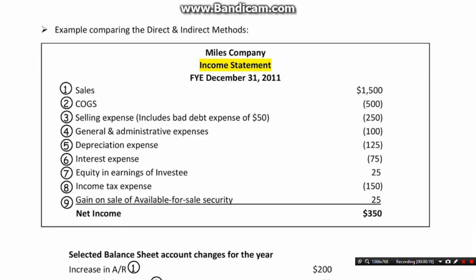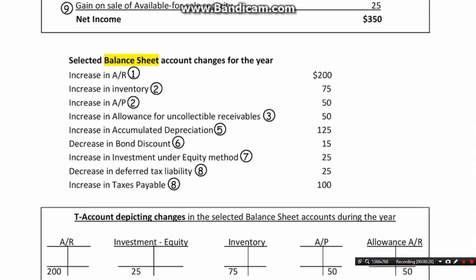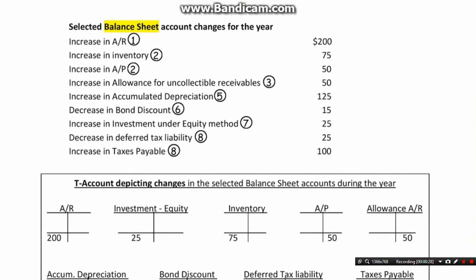Then you have the highlighted balance sheet. So you've got selected balance sheet account changes for the year. And I've put numberings again here. So sales on the income statement relates to accounts receivable on the balance sheet. So I've got number 1 for increase in accounts receivable.